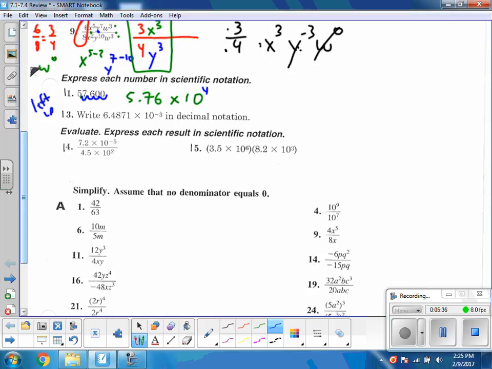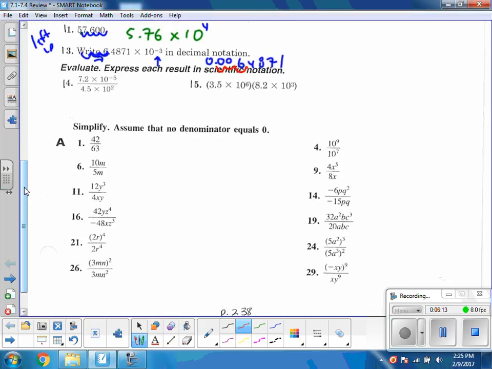So I need to write this number in decimal notation, which means standard notation. So this -3 tells me that it's small. So I need to move this. This is going to tell me I'm going to move my decimal to the left now. So if I do move my decimal to the left, 1, 2, 3, in decimal notation, it's 0.1, 2, 3, 0, 0, 6, 4, 8, 7, 1. Now notice it was here, and I moved it 1, 2, 3 places in order to get it in decimal notation. So we got to evaluate scientific notation as well. We should be able to do that.